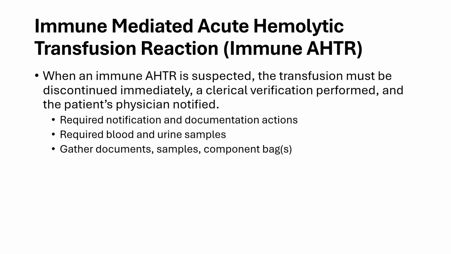Steps when an acute hemolytic transfusion reaction is suspected. Some immediate actions: we need to stop the transfusion immediately. We need to perform a clerical verification to ensure the correct patient and blood product, and then we need to notify the patient's physician immediately. This is usually on the nursing side, but you never know where you're going to be. So, notification and then documentation.